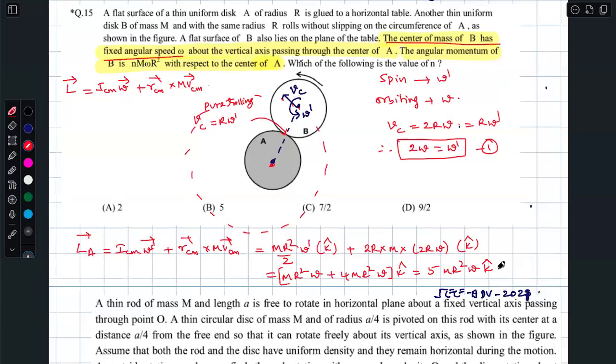Now please tell me, do you have any doubts? One single point, that's the answer. The only thing that you need to see is orbiting omega. In fact, they have given you the orbiting angular velocity. Any doubts? May I proceed further? Next question.